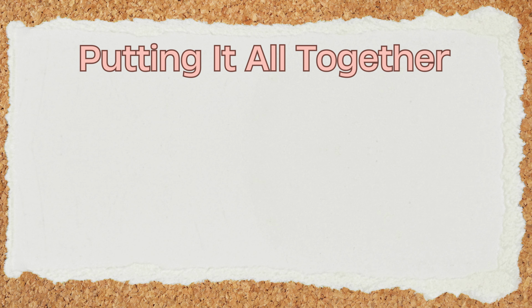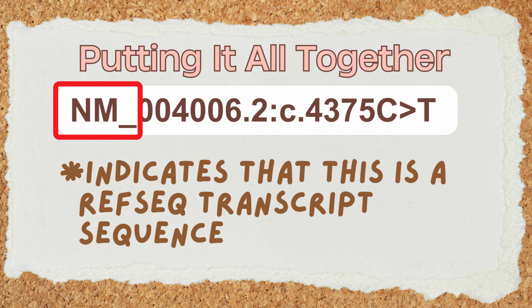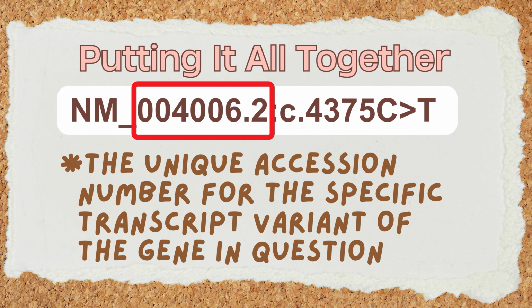Now let's put this information all together. When you see something like NM_004006.2:c.4375C>T, you can now break it down. When you ask which transcript, the NM indicates that this is a reference sequence transcript. And the 004006.2 is the unique accession number for the specific transcript variant of the gene in question. In this case, it represents the dystrophin gene.